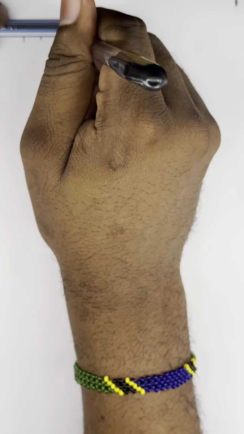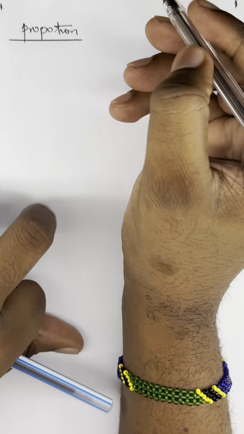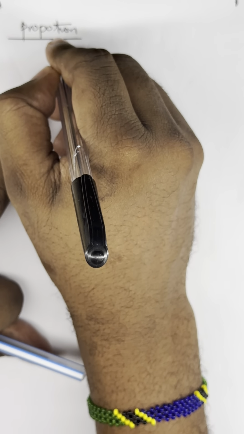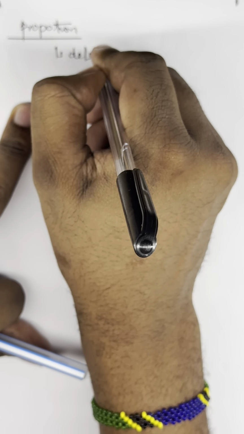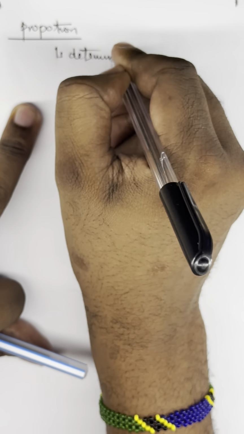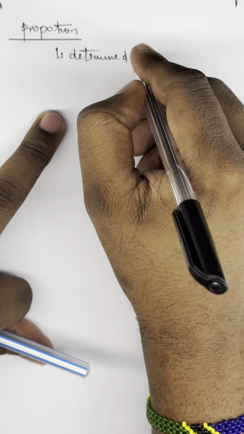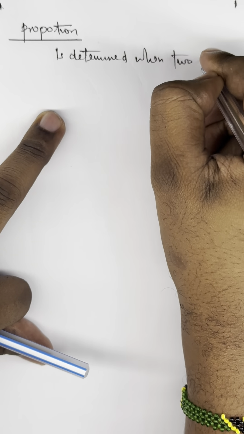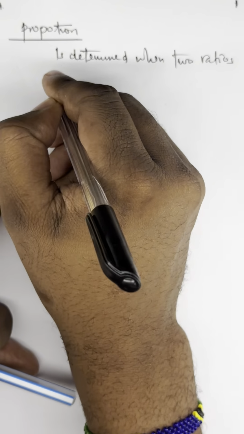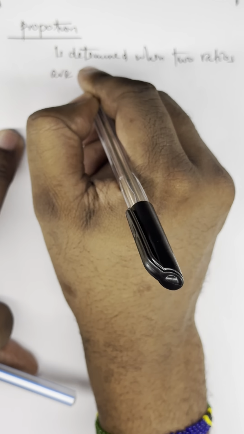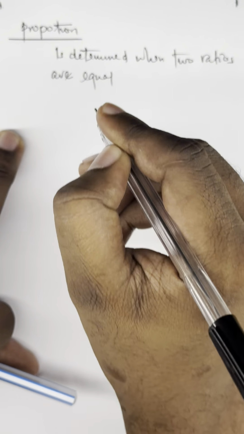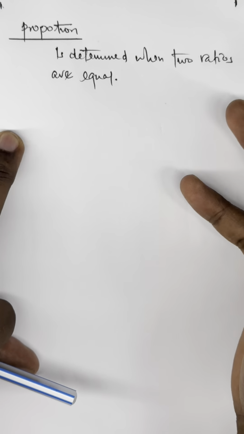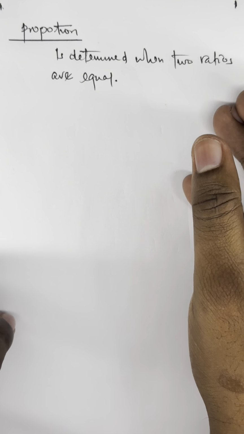Proportion is determined. You can determine proportion when two ratios are equal. So when two ratios are equal, it's when you can determine proportion.